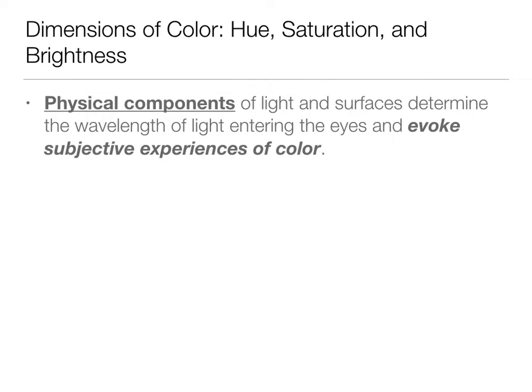Okay, so let's talk about these dimensions of color. This is stuff that you're probably going to be a little more familiar with: hue, saturation, and brightness. These are the physical components of light and surfaces that allow us to evoke this experience of color. And remember, these are subjective experiences of color. Remember the dress? Not everybody agreed on the dress.